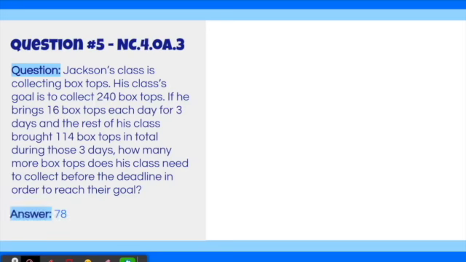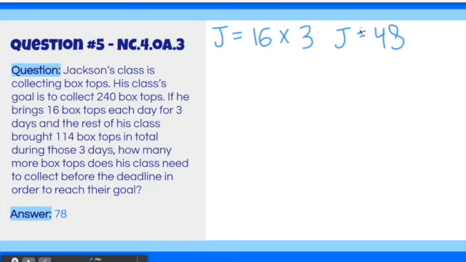So the answer to this question is they need to collect 78 more box tops. To solve this problem, there are multiple steps. We're going to start off with figuring out how many box tops Jackson brought during those 3 days. We know he brought 16 box tops each day for 3 days. So that's 16 times 3. When you multiply that out, you get that Jackson brought 48 box tops those 3 days.